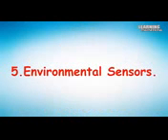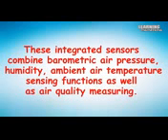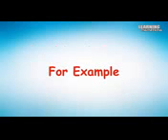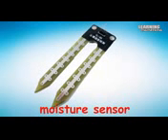5. Environmental sensors. Environmental sensors include barometric pressure sensors as well as integrated environmental sensors. These integrated sensors combine barometric air pressure, humidity, ambient air temperature sensing functions as well as air quality measuring. For example, rain gauge, snow gauge, moisture sensor.